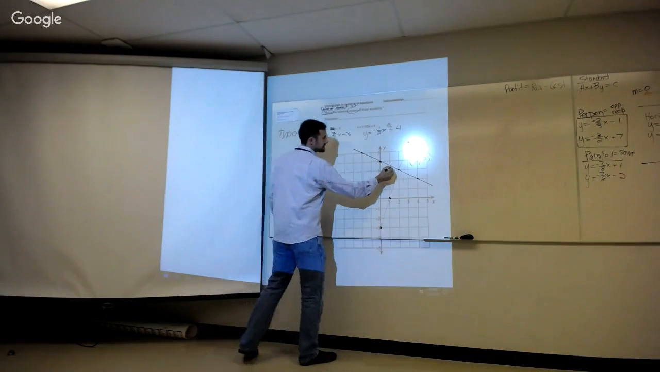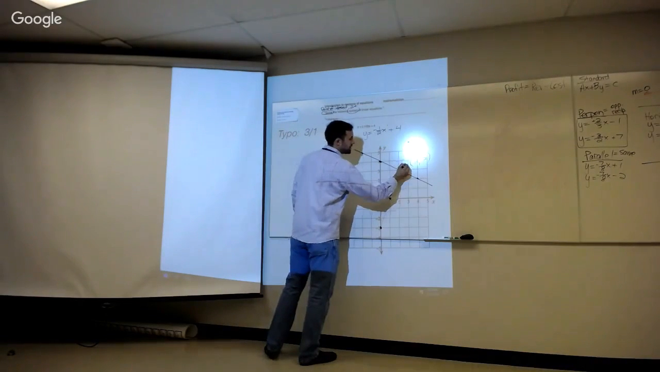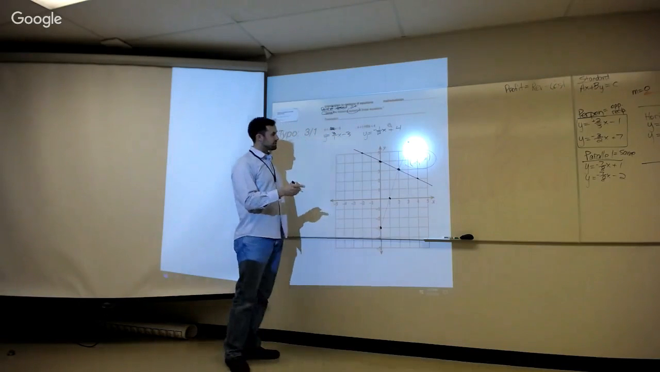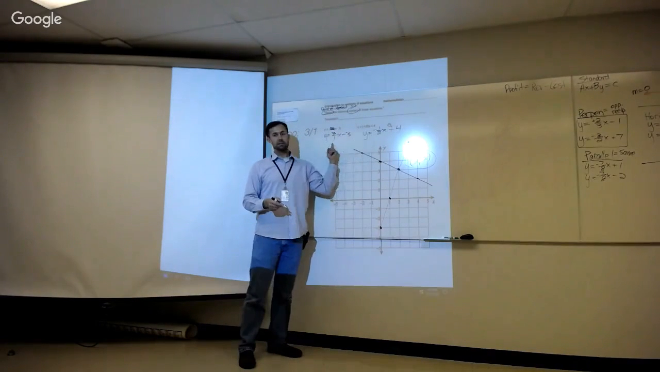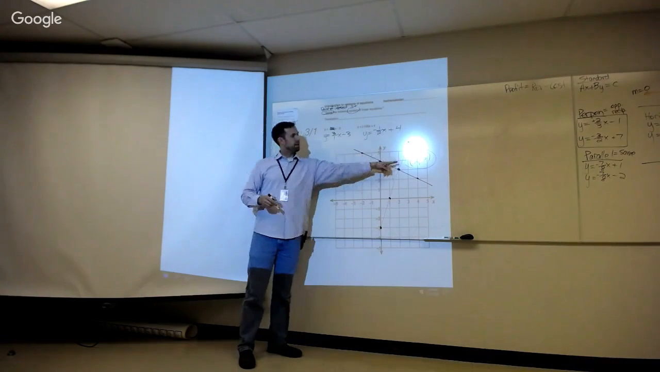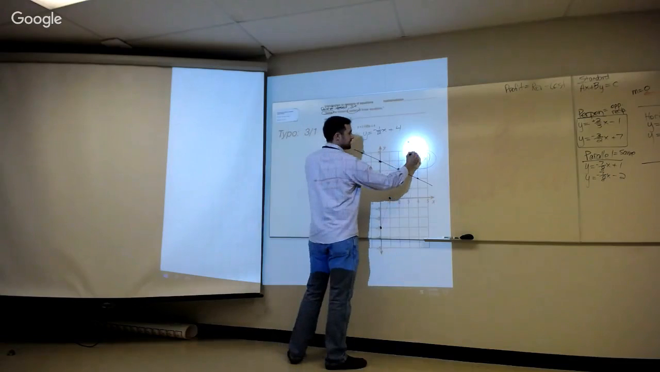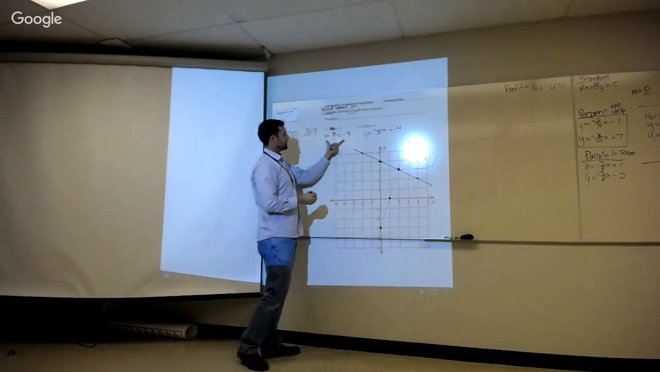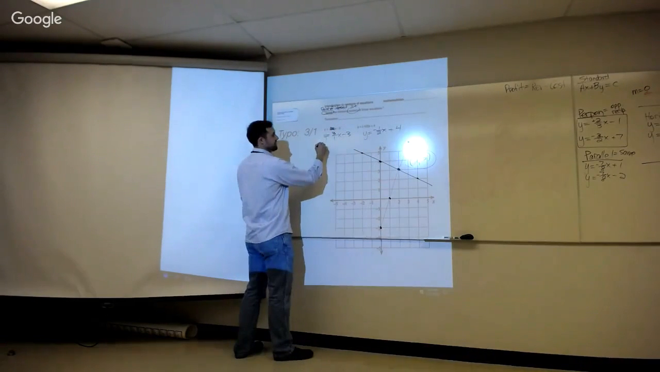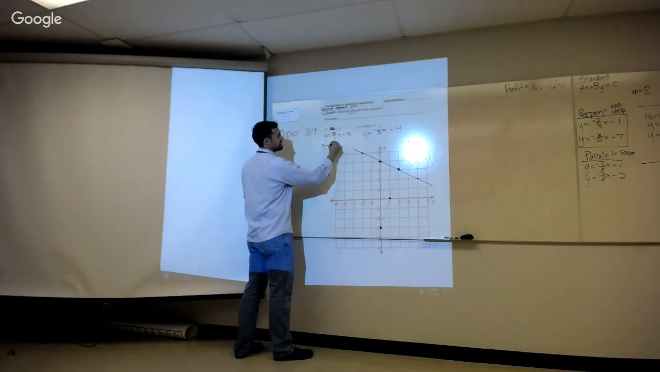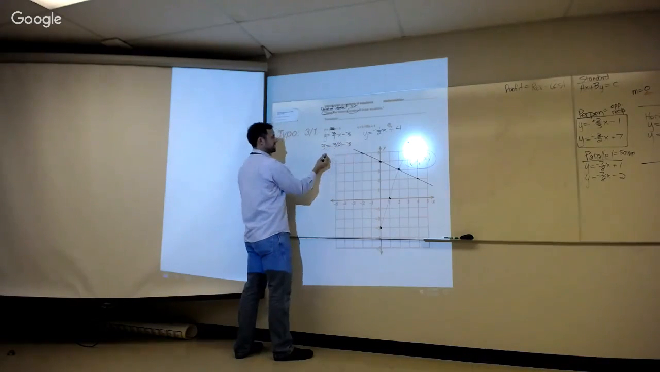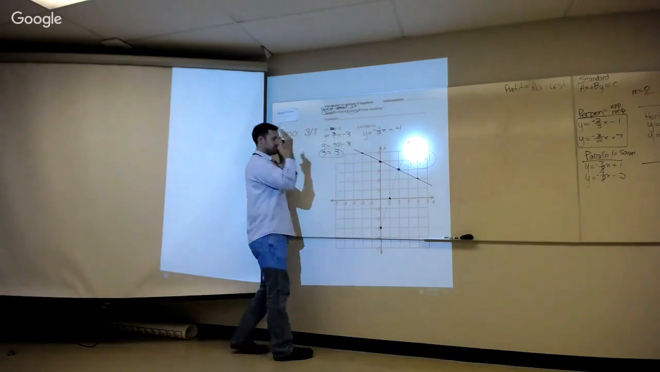So, yes, this is the point of intersection, but what will the coordinate 2, 3 do to these equations? If I plug 2, 3 into this equation, what will happen? So we take 2 and plug it in for x, and we take 3 and plug it in for y. What will happen? It'll be true, right? So we plug 3 in for y, we plug 2 in for x, and we get 3 equals 3 times 2 is 6, 6 minus 3 is 3. We get a true statement.